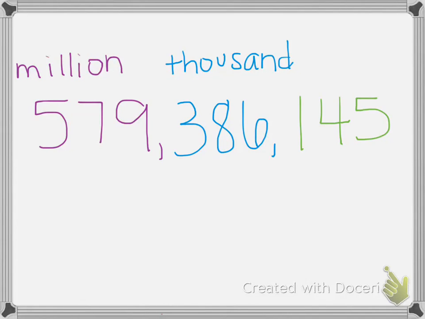Let's practice reading some more big numbers. This number is a 9-digit number, so it's a little bit smaller than our last example. So if we look at this number, again, we're going to read the 3 digits and then the period name. 579,386,145. So the commas tell you the name of the period.